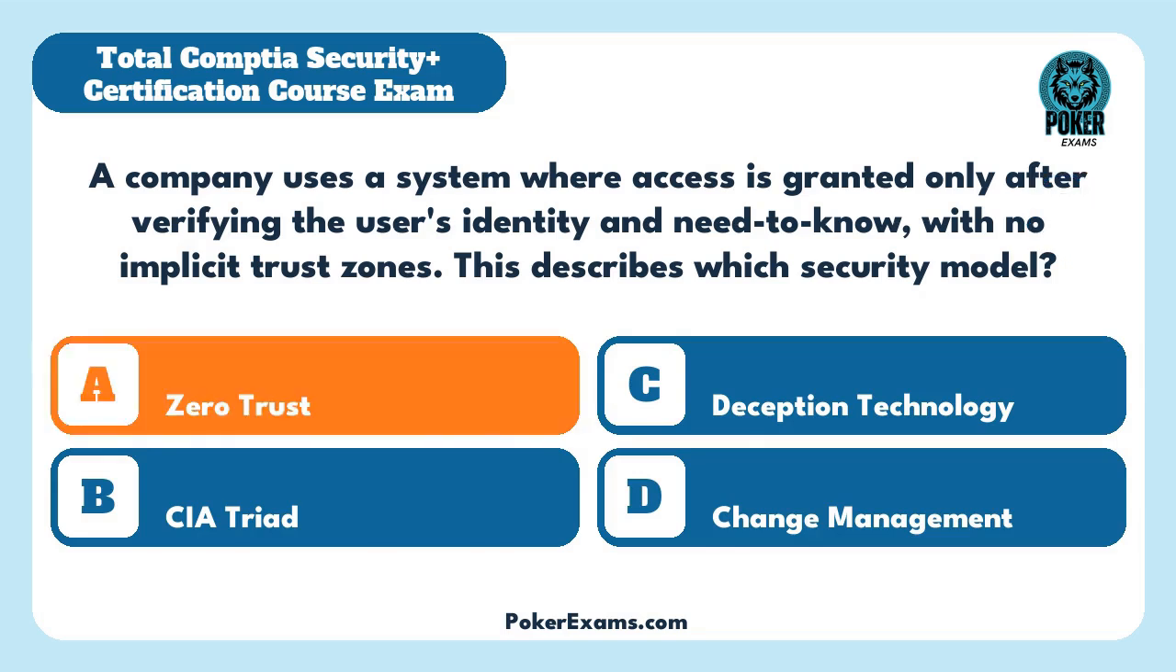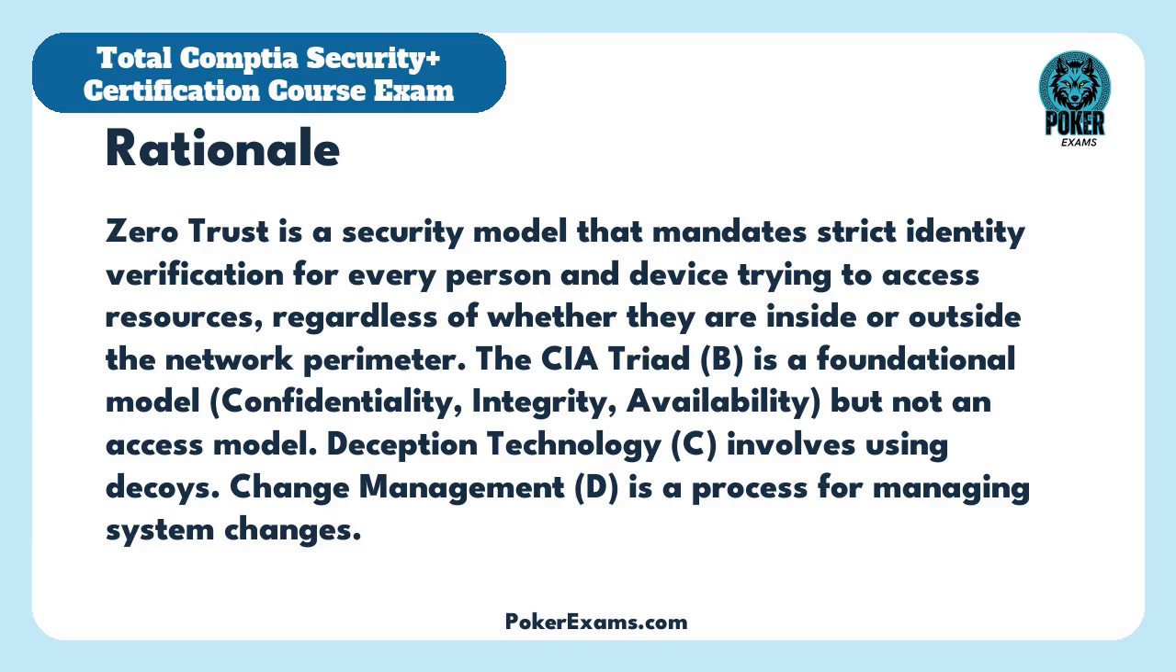Correct answer is A. Rationale. Zero Trust is a security model that mandates strict identity verification for every person and device trying to access resources, regardless of whether they are inside or outside the network perimeter. The CIA triad, B, is a foundational model, confidentiality, integrity, availability, but not an access model. Deception technology, C, involves using decoys. Change management, D, is a process for managing system changes.